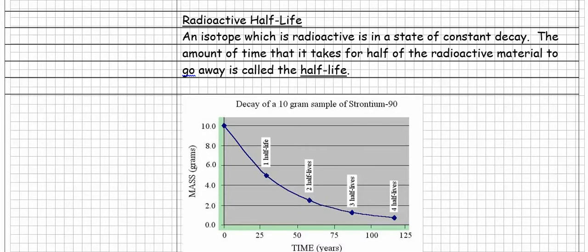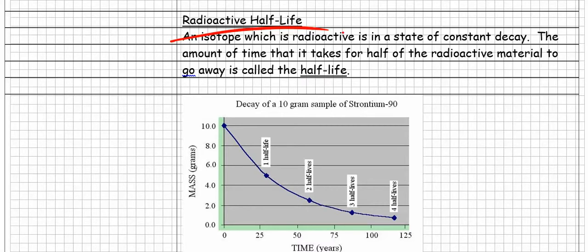All right, let's go ahead and get started. I do want to welcome you back to Unit 7. This is Chemical Reactions, and we have been talking about radioactivity. Now, we want to focus on something called radioactive half-life. What do we mean by radioactive half-life?